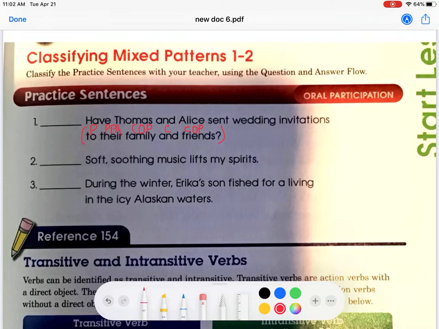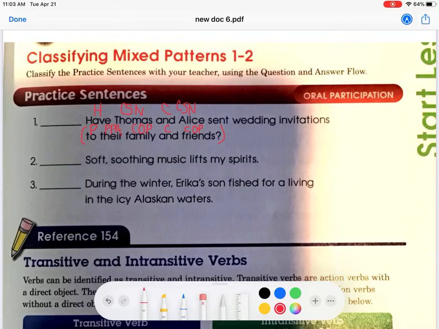So the rest we have is, have Thomas and Alice sent wedding invitations? Again, I'm going to flip it so it's a statement. Thomas and Alice have sent wedding invitations. So who is the sentence about? Thomas and Alice, 2 people, and they're connected by a conjunction, so they're going to be compound because there's more than one. So Thomas and Alice, what's being said about the subject? Thomas and Alice have sent. Remember I said Thomas and Alice have sent wedding invitations. So we have a helping verb and our main verb.